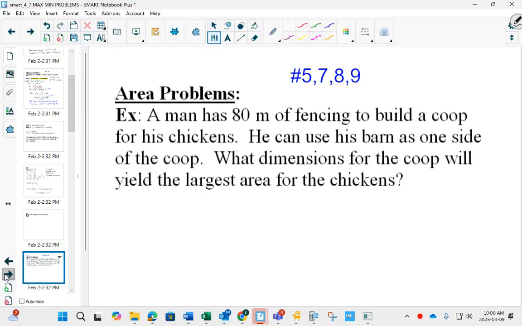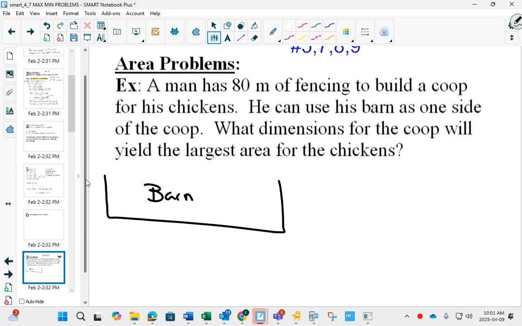Often in these area questions, it's nice to draw a picture. So, man has 80 meters of fencing to build a coop for his chickens. He has a barn, so I'm going to look top view. Top view, this is my barn. I'm looking straight down, and he is going to build, oh, and often they'll say in this question what dimensions for, and they'll usually tell you what shape it's in.